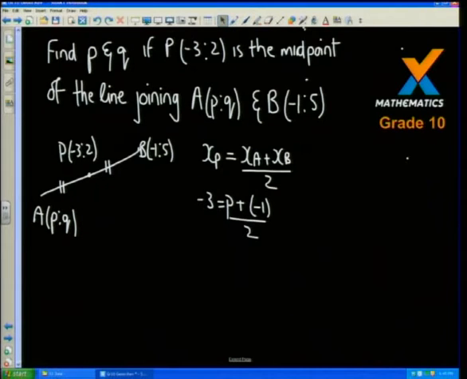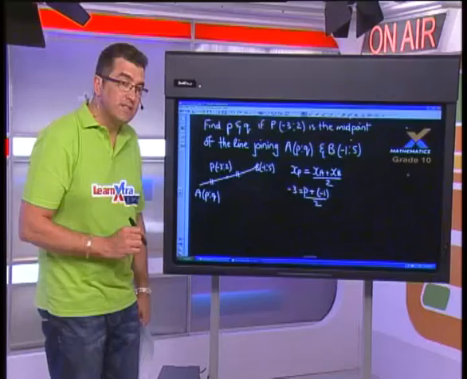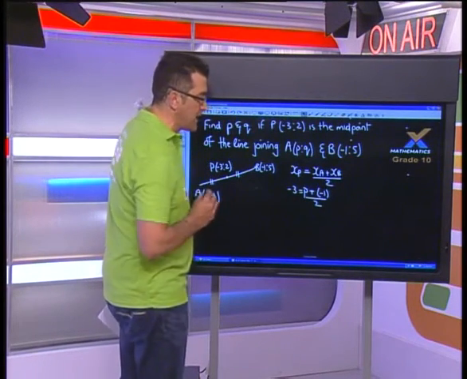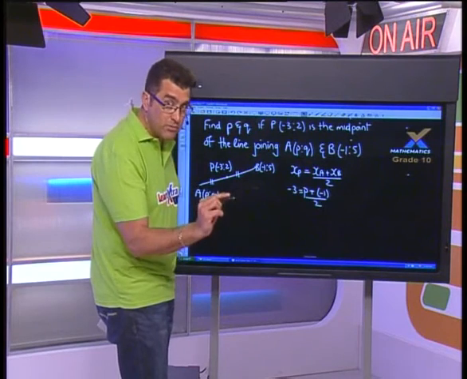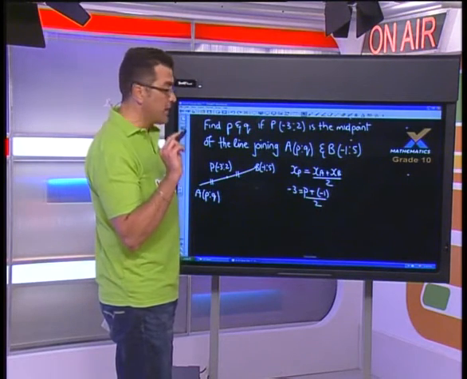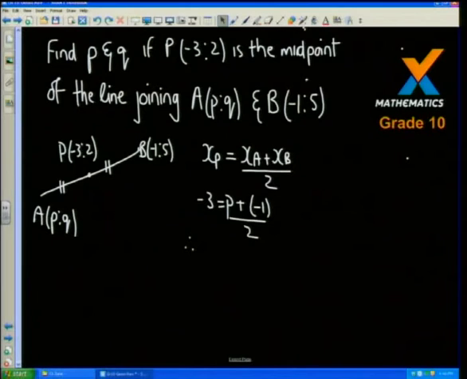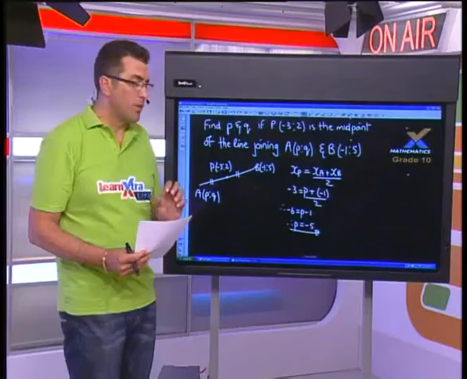Now folks, that's the fraction. Don't like fractions in math, so let's get rid of it. Let's take the 2 and let's multiply it to the other side. Remember, I can do it because I'm working with an equation here. So the 2 comes to this side, I get -6, which is equal to p - 1, and therefore p will be -5. Okay, so I've got the value of p. And remember, the condition was the midpoint is given.